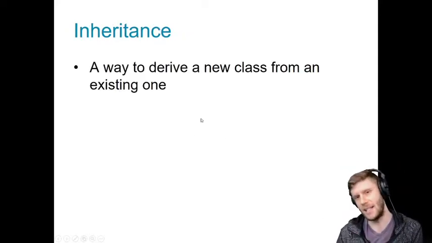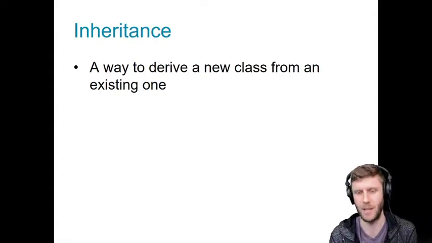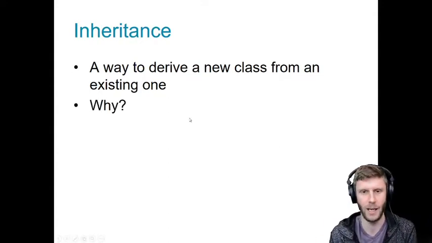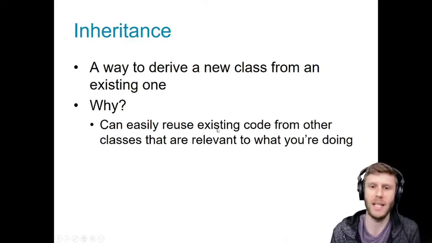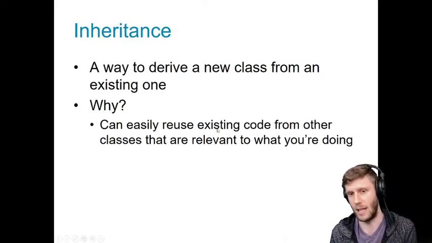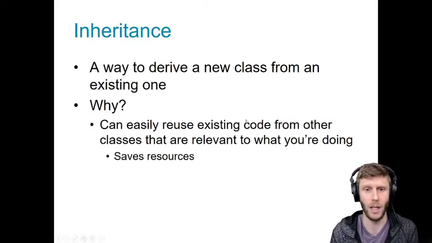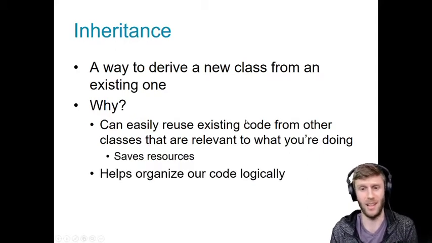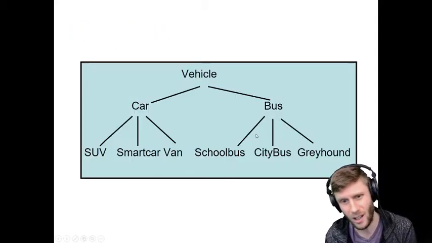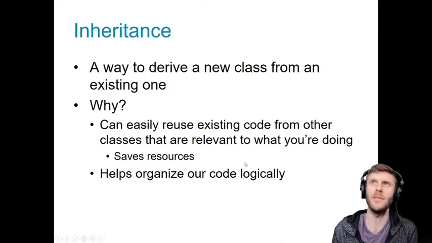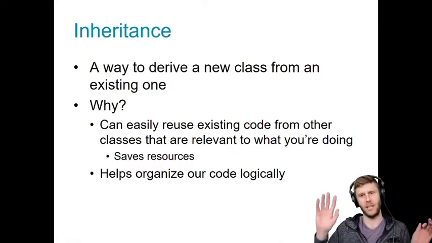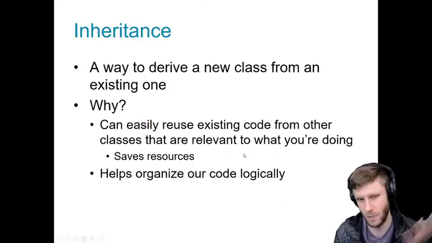This is an idea to derive a new class from an existing one. Why? Well, we can easily reuse existing code from other classes that are relevant to what you're doing. This is going to save resources. It'll also help organize code in a logical way. And when you reuse existing code, it eliminates potential for code redundancy, which can be problematic.